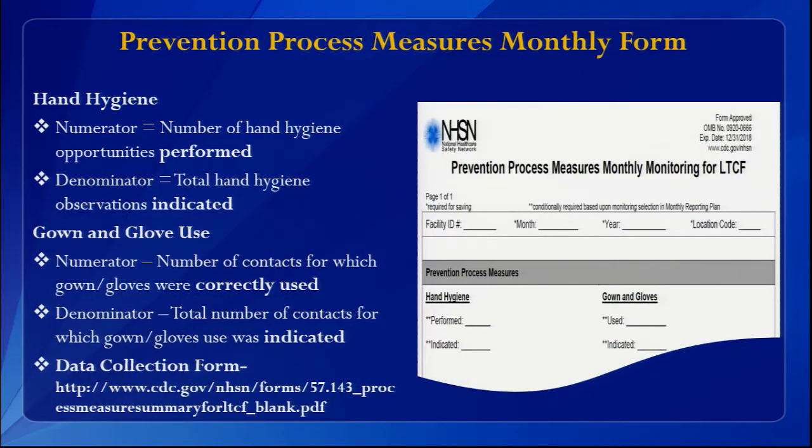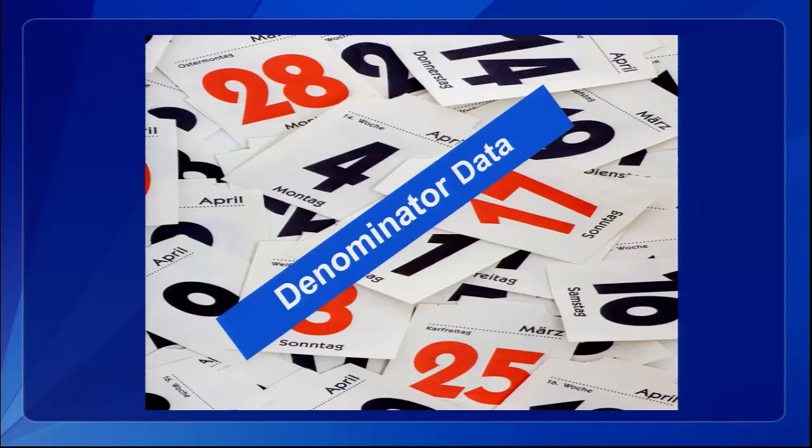Here is the monthly form for prevention process measures, and you can see for hand hygiene, the numerator is going to be the number of hand hygiene opportunities performed, and your denominator is going to be the observations that were indicated. So when were they actually performed? When it was required. The numerator for gown and glove use is the number of contacts in which gown and gloves were correctly used, and the denominator is going to be the total number of contacts for which gown and gloves were indicated. We have data collection forms available to you.